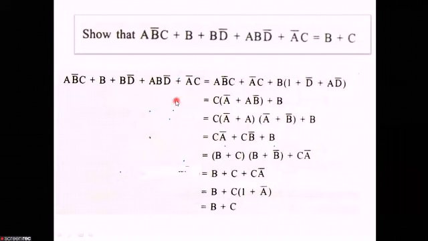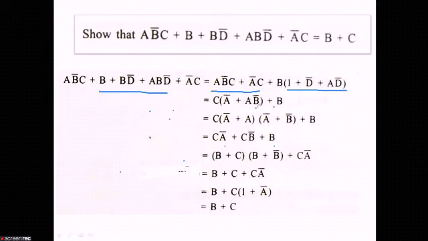Now after this we have written the next step. From these three terms we are taking B as common. So we write AB̄C + ĀC + B, and the factor is (1 + D̄ + AD̄). Now this is 1 plus something, so we can write it as 1. Again from here we are taking C as common, so we have C(Ā + AB̄) + B, which we have written here.